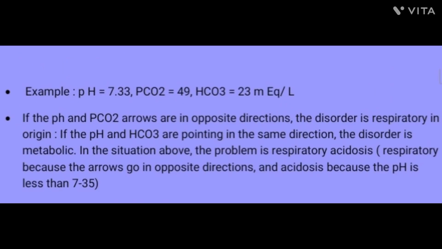If the pH and PCO2 arrows are in opposite directions, the disorder is respiratory in origin. If the pH and HCO3 are pointing in the same direction, the disorder is metabolic. In the situation above, the problem is respiratory acidosis: respiratory because the arrows go in opposite directions, and acidosis because the pH is less than 7.35.